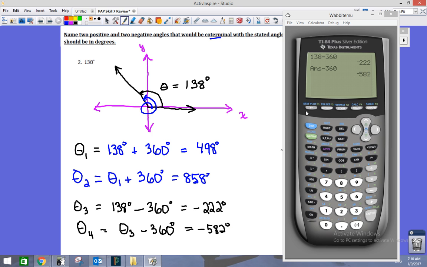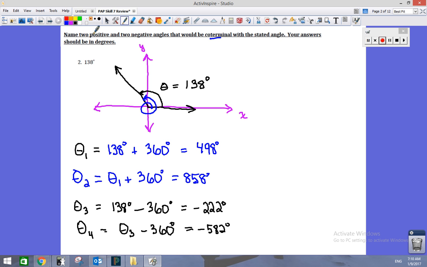Alright, so let's make sure that we've answered the question. Two positive angle measures, 498, 858 degrees, and two negative angles, negative 222 degrees, negative 582 degrees. I've got my degree symbols on all of my angles. Those are the four answers, and I hope that helps.